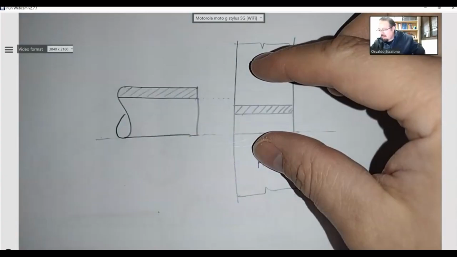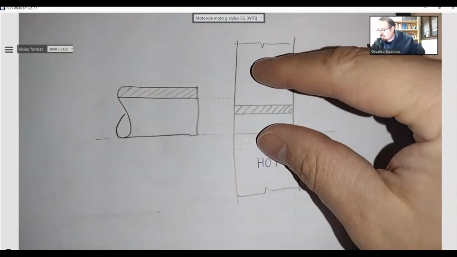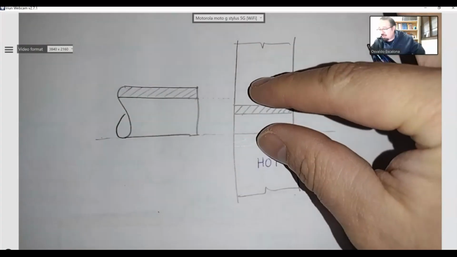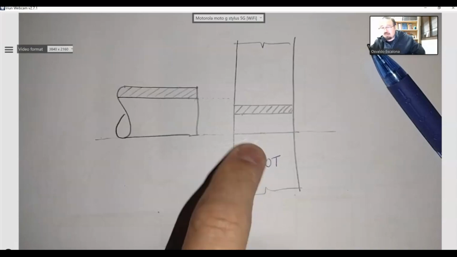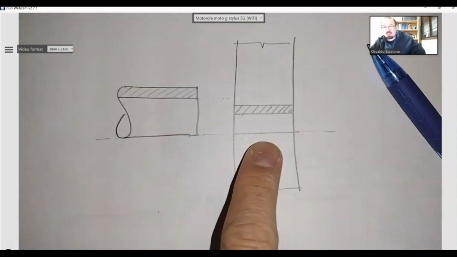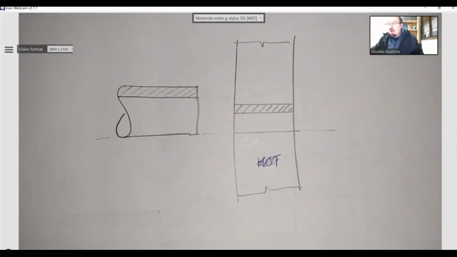At that point of time, I'm going to then cool this guy off. And as it's cooling off, it's going to start shrinking. And believe me, once this guy has cooled off, it will never come off. It's going to be as solid as a welded connection. That's how you do it.